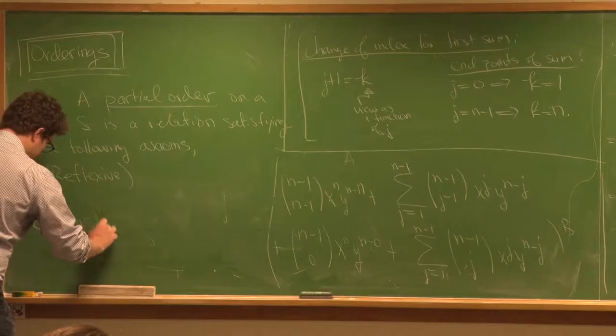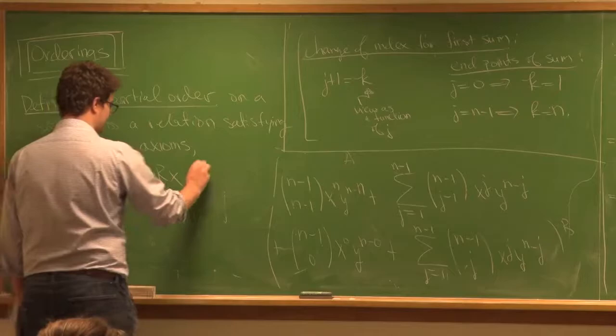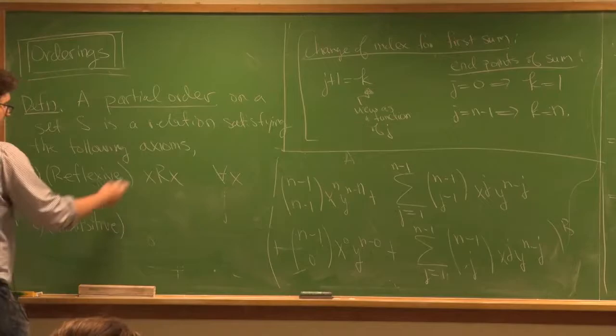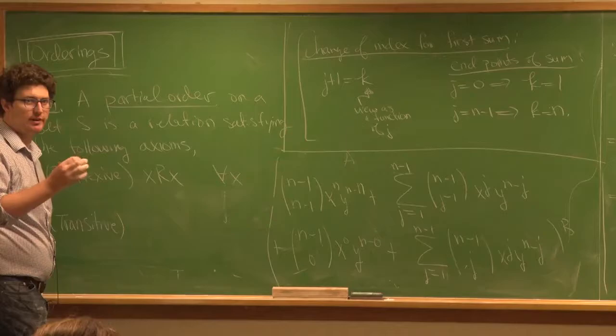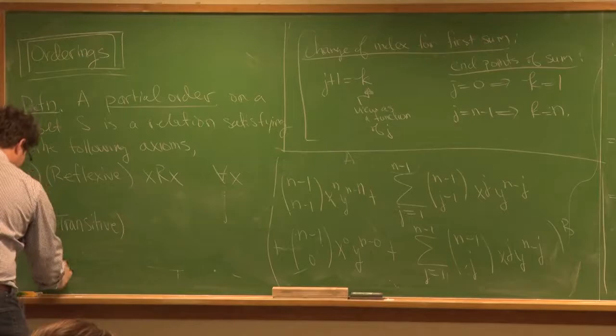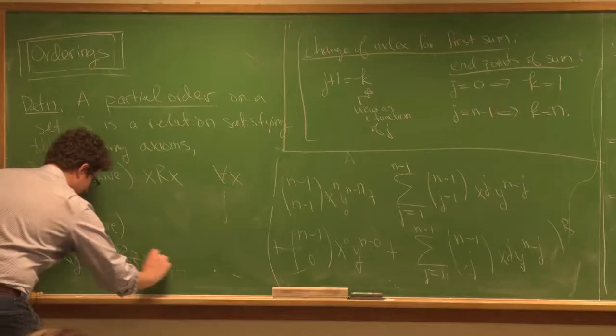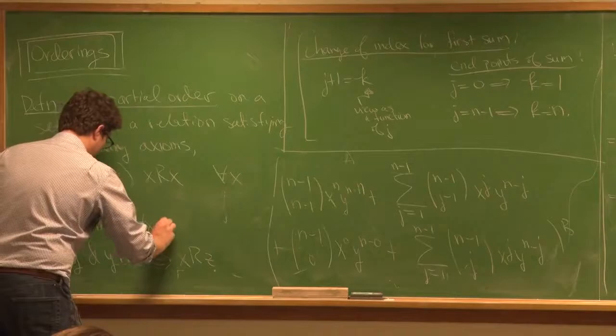Reflexive is saying that x is related to x for all x. I'm going to write the quantifier at the end. Some people do that. You have to be careful when you write quantifiers at the end when you have more than one quantifier. Just to warn you guys. Transitive means that if x is related to y and y is related to z, then this implies that x is related to z. This is the usual one. This is for all x, y, and z.